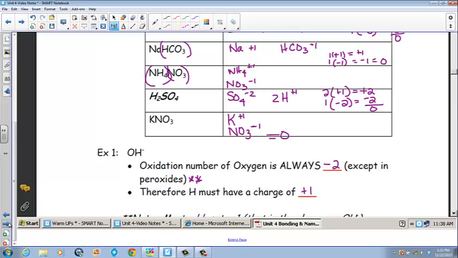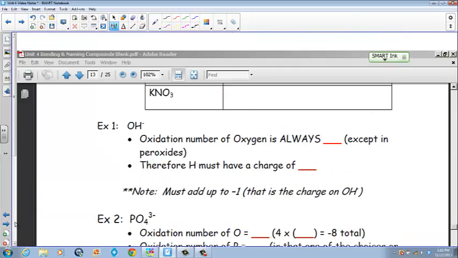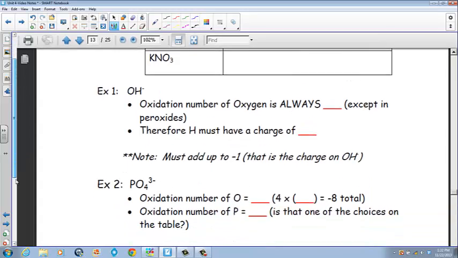So we have to note that they have to add up to -1 because that's the charge on the ion itself. Okay, so -2 here and a +1 gives you an overall charge of -1. So that's where the polyatomic ions get their charge. They're not compounds. They have charges because they are ions.